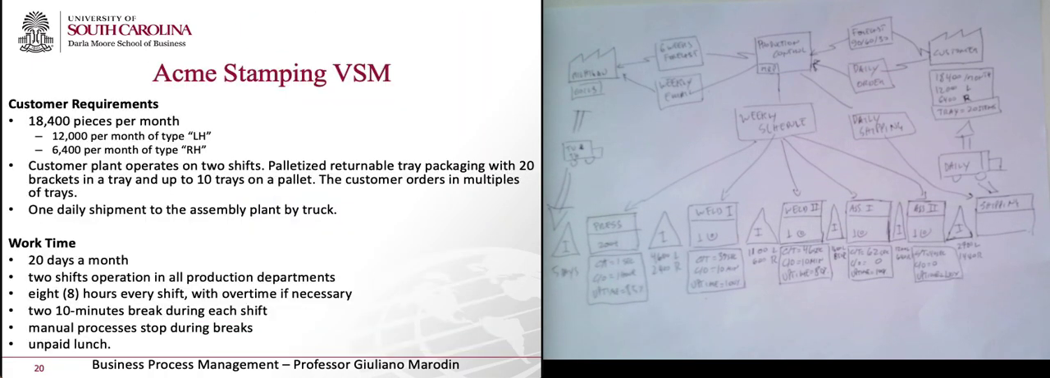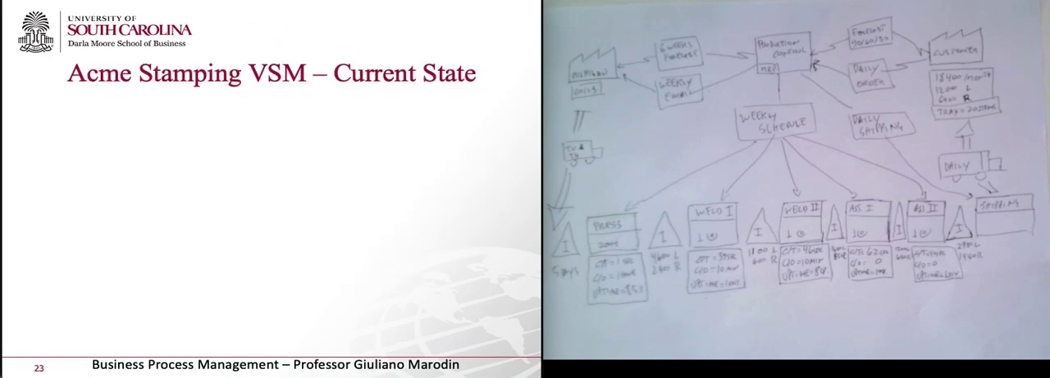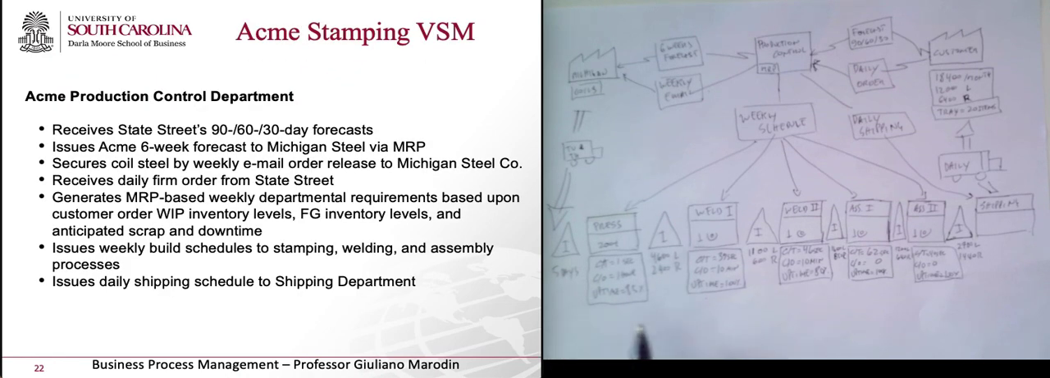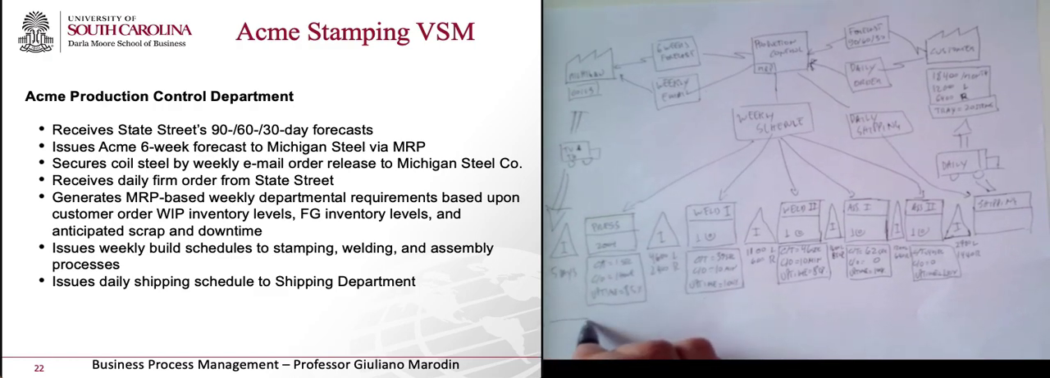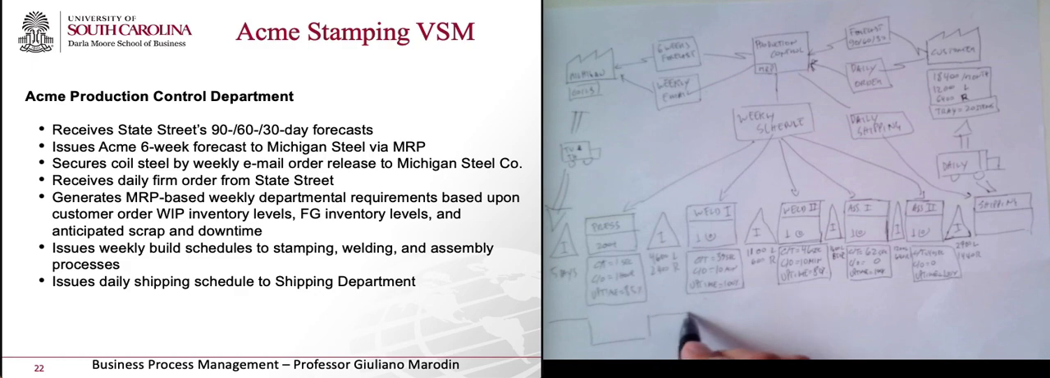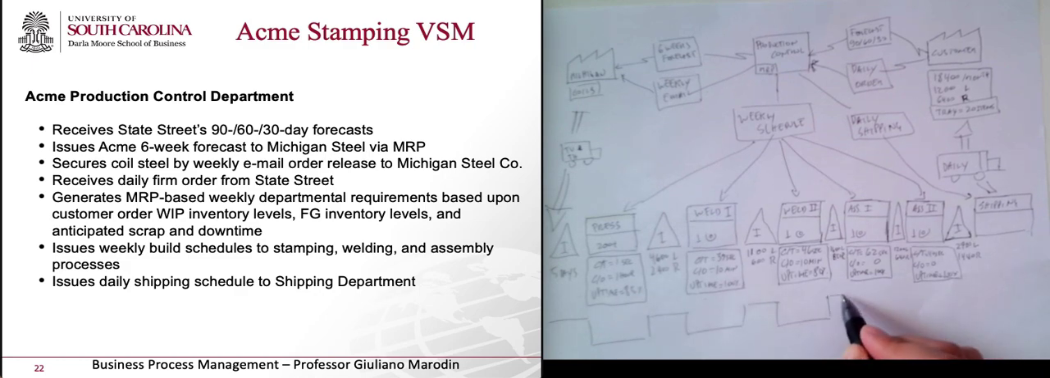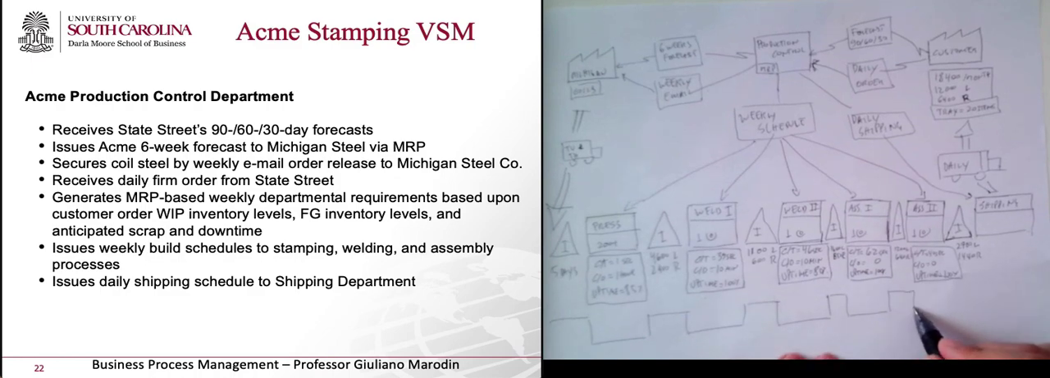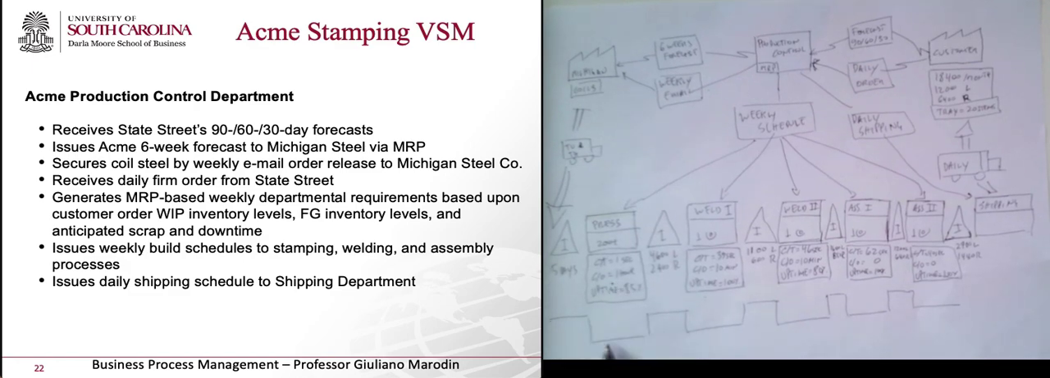And here we have everything we need for current state in terms of information. The next thing we need to do is put the time stamps here to see how long each step takes, how much inventory I have, how much value added, and how much non-value added I have. So how do I build this rule? Whenever I have a process, I put it below. Whenever I have an inventory, I put it above, right? Think about the process as the bigger one, so it just makes more sense to put it there.